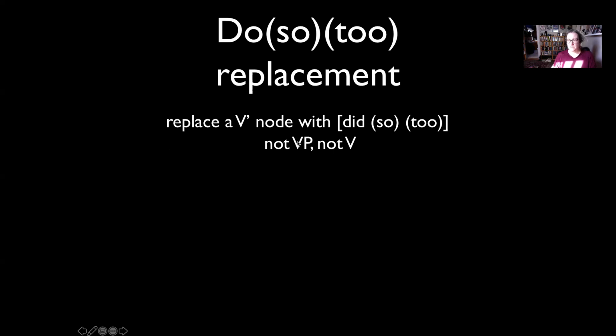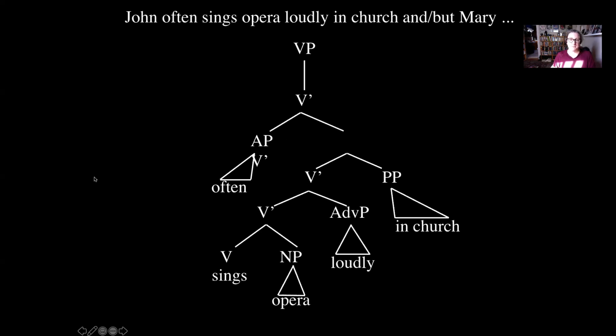It doesn't work for verb phrases. You get an ungrammatical construction, or one that doesn't give you any information about what's happening in the sentence, and it doesn't work for the verb. John often sings opera loudly in church, and, or but, Mary does so too, right? Often sings opera loudly in church.